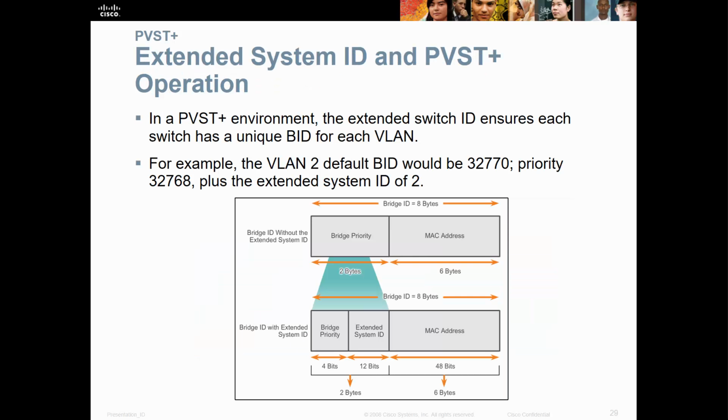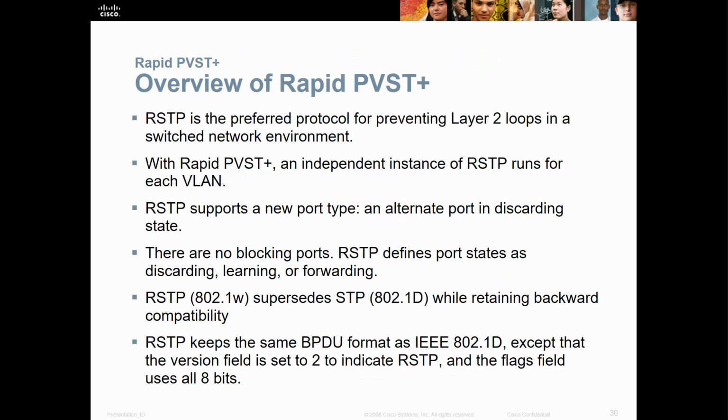So again, in the PVST environment, the extended switch ID ensures each switch has a unique BID for each VLAN, or bridge ID. For example, for VLAN 2, you take the default 32768 and you add the VLAN number. Here we're adding 2, hence the 32770.